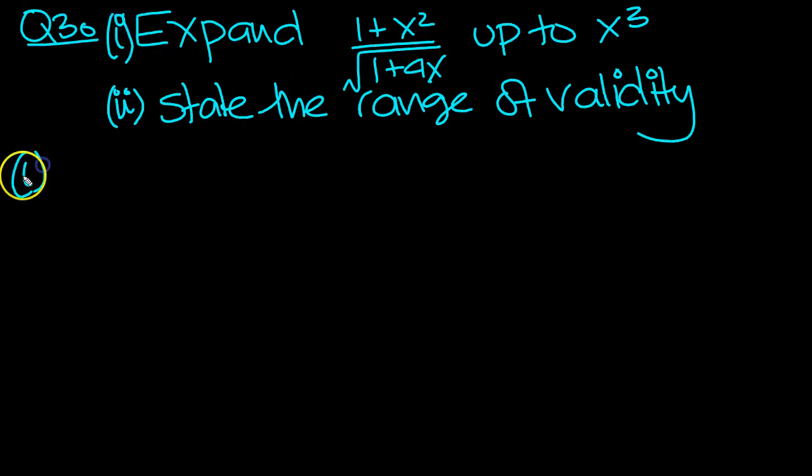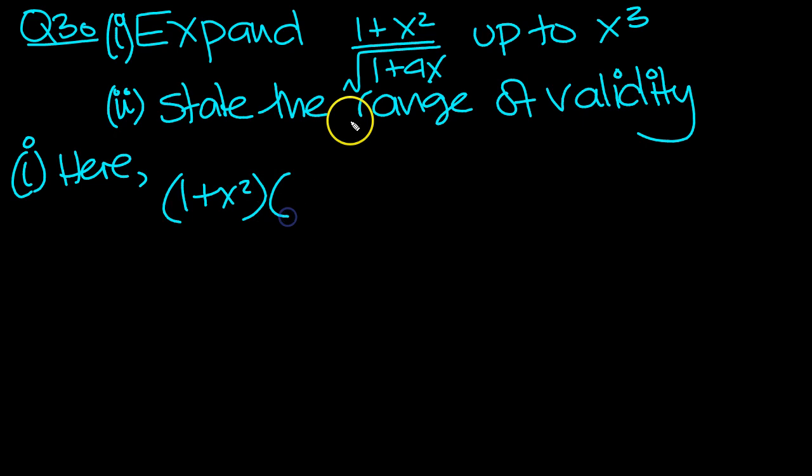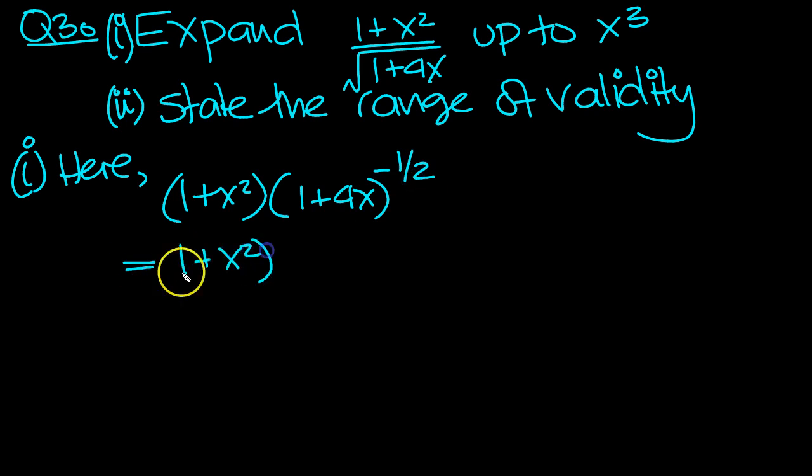So part 1. Here, what have we got? We've got 1 plus x squared. And then we can bring this square root up to the top. It's 1 plus 4x. Instead of a half underneath, it's minus a half on top. So that's equal to 1 plus x squared then.